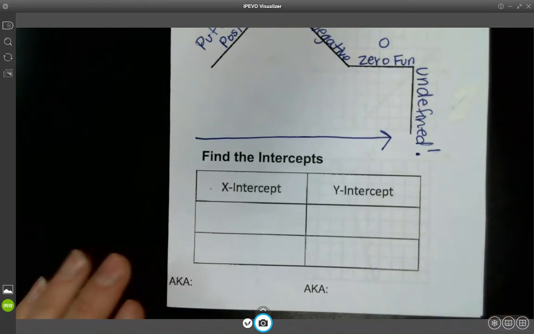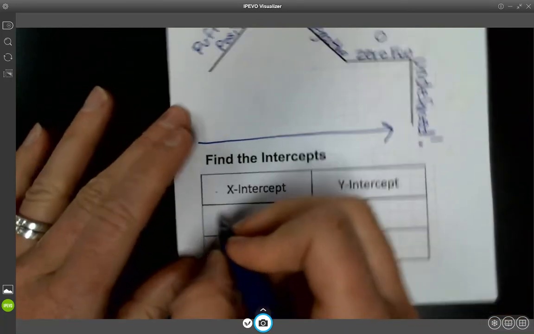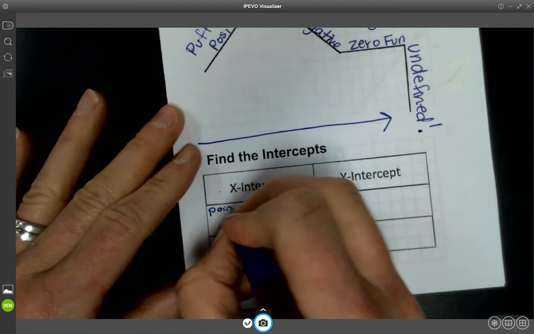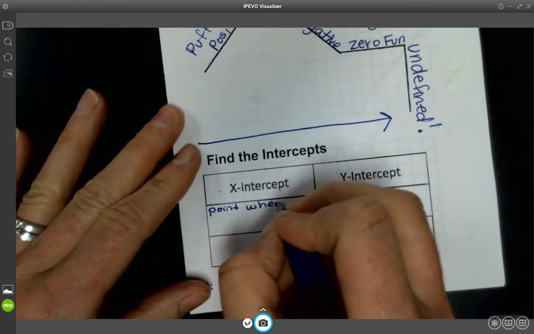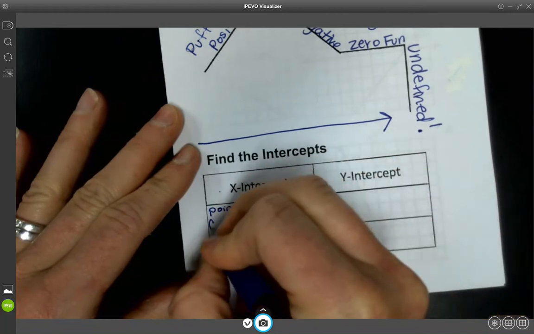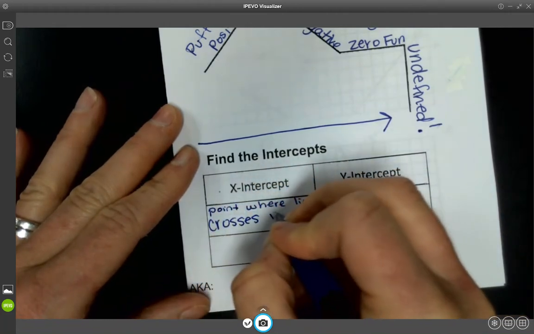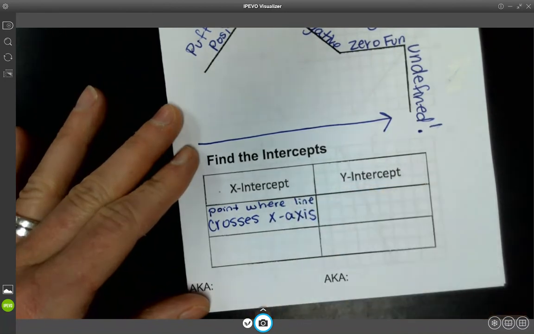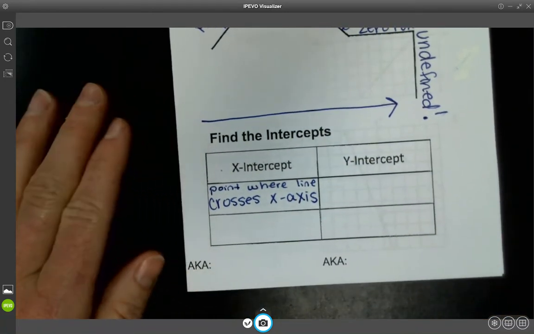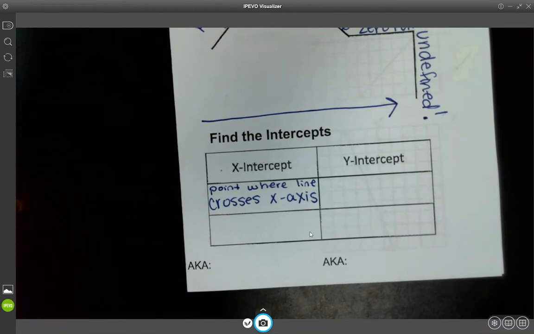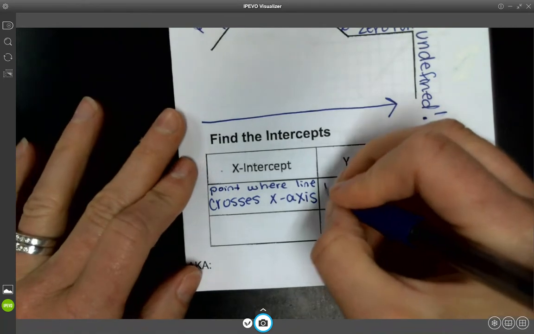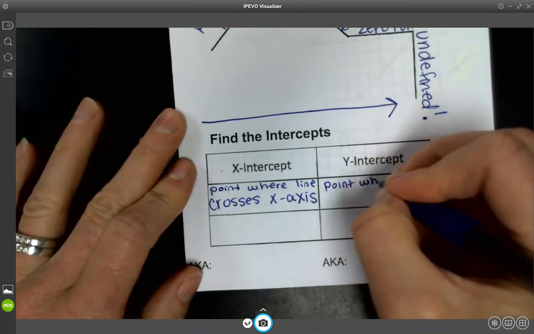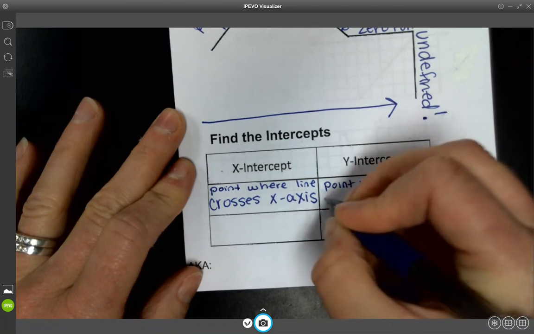The intercepts, we have intercepts, x-intercept and the y-intercept. This is talking about where it crosses the x-axis. So x-intercept is the point where the line crosses the x-axis. So then the y-intercept would be the point where the line crosses the y-axis.